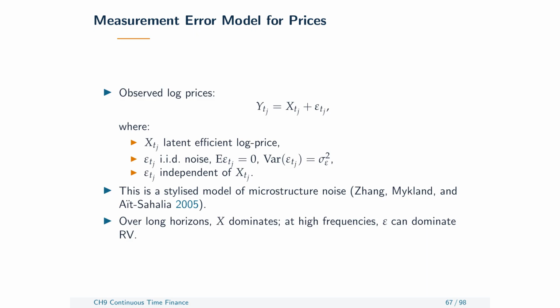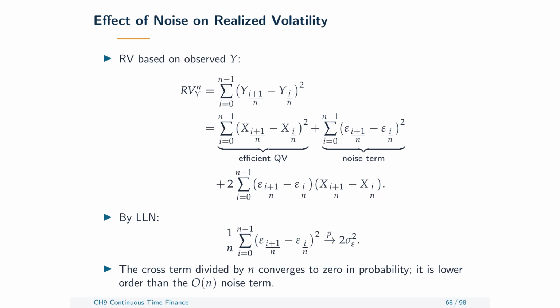An observed return equals the latent return plus the change in measurement noise. Squaring and summing creates 3 parts. The first is latent realized volatility. The second is the sum of squared noise differences. The third is a cross term between latent returns and noise changes. Under the benchmark assumptions, the leading noise term grows with the number of observations, while the scaled cross term vanishes.